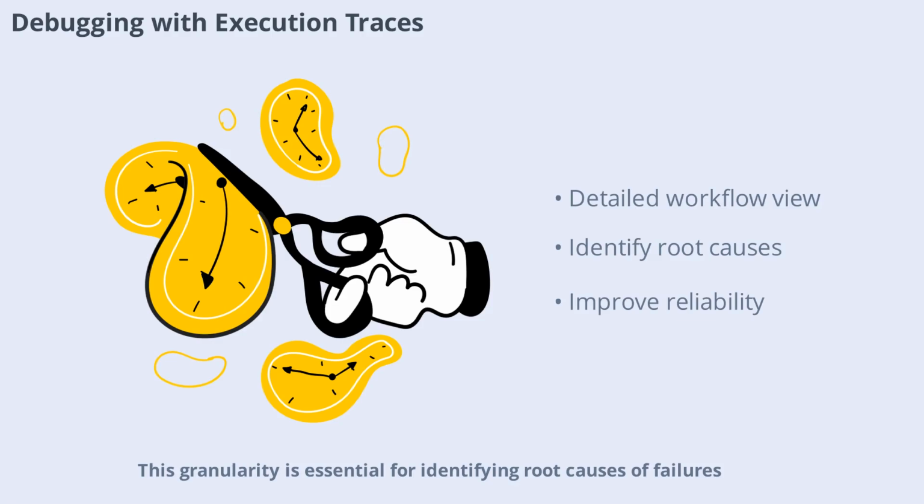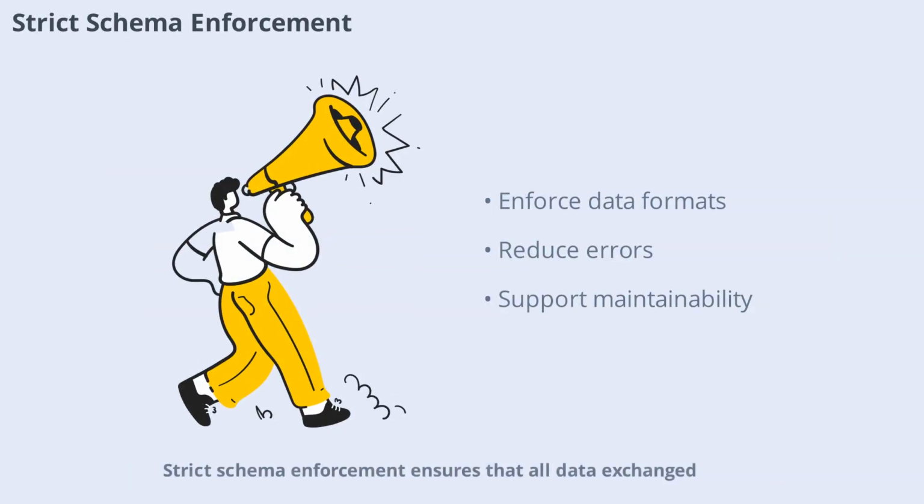This granularity is essential for identifying root causes of failures, whether they stem from model reasoning, external tools, or orchestration bugs. Strict schema enforcement ensures that all data exchanged between services adheres to expected formats and types. This reduces the risk of runtime errors and supports robust, maintainable production systems.